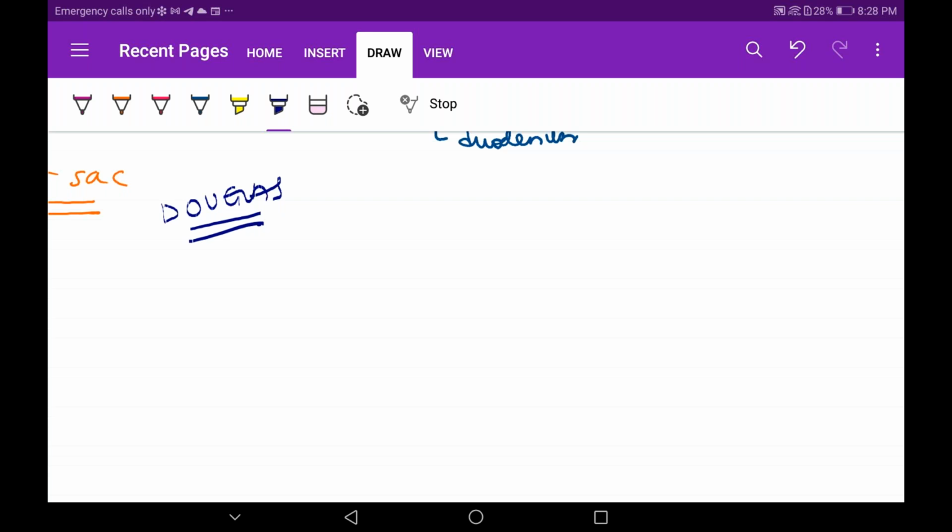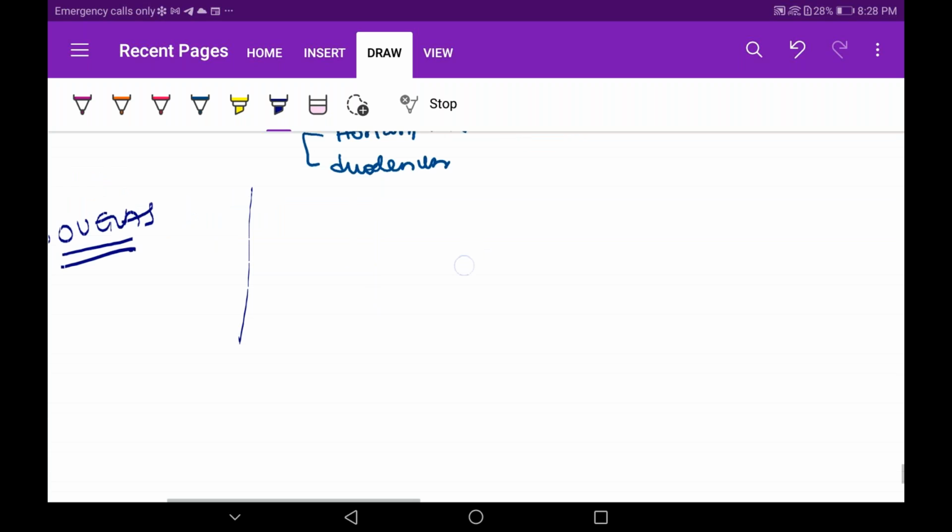How many are there over here? Only the boundaries I have to explain. Okay, they want you to explain Douglas pouch, yeah. Yeah, I'll come to that. Let's just clarify this doubt.